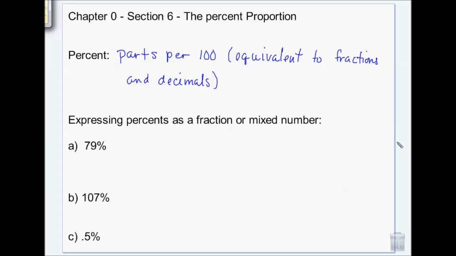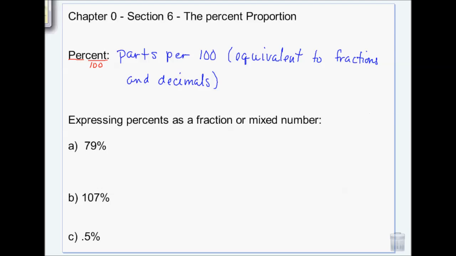Parts per 100, and that's what the word percent actually means. Cent means 100, so it means per 100, like century, 100. So just like fractions and decimals are parts, percents are also parts. It's just that percents are in reference to out of 100.